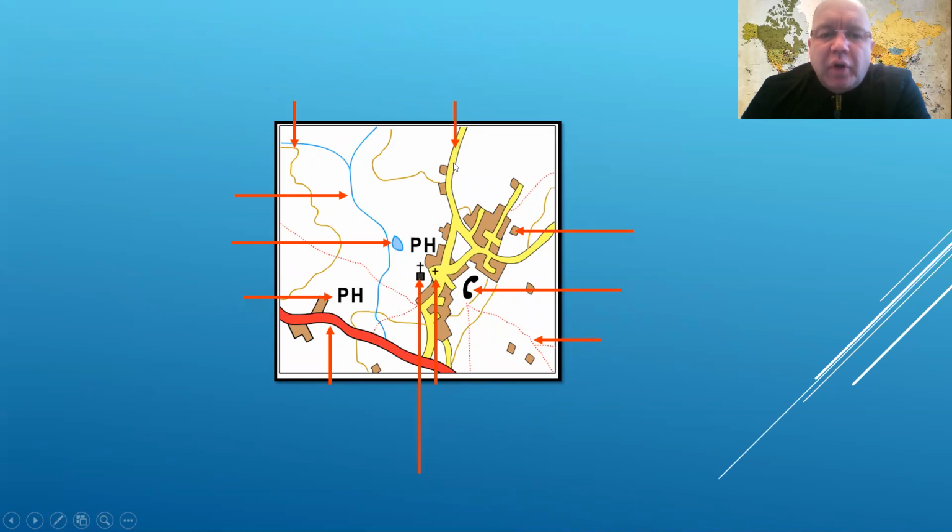First of all, we've got this thick yellow line here. Well, that's a minor road. So those would be little streets and avenues, the small roads that sort of link towns together.